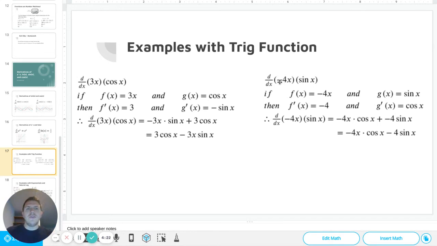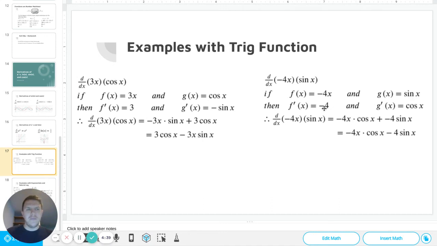Looking at the next example, the derivative of negative 4x times sine of x. Once again, set it up the same way. We have two separate functions, so f of x equals negative 4x, and g of x equals sine of x. Take the derivatives using our power rule as well as our definition of the derivative of sine of x.